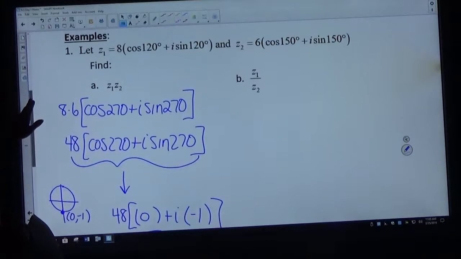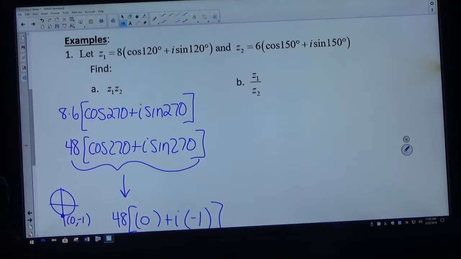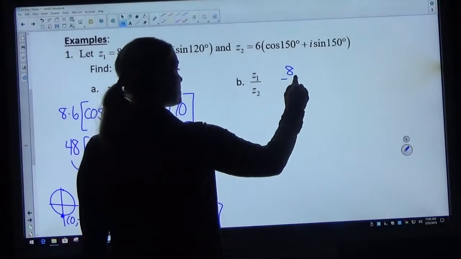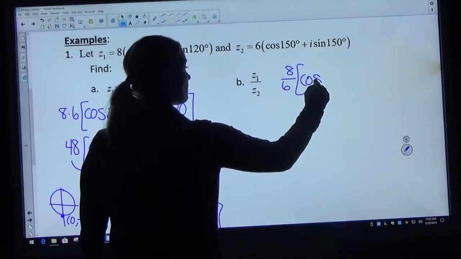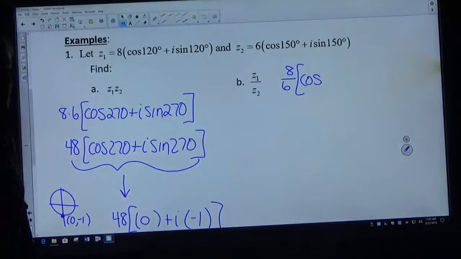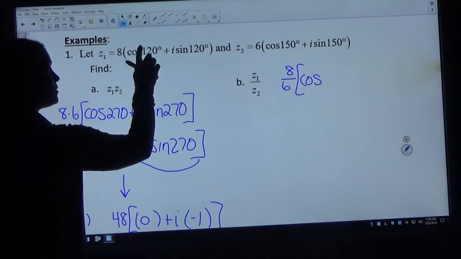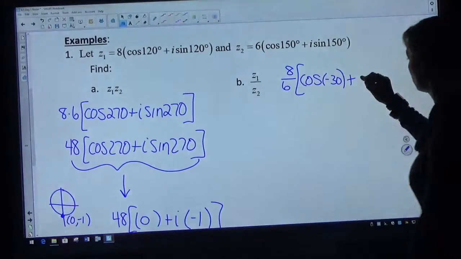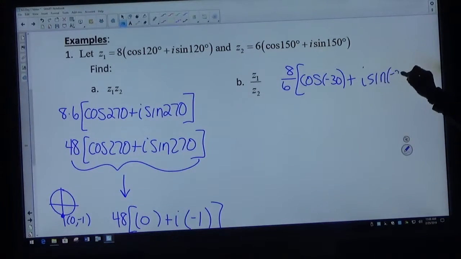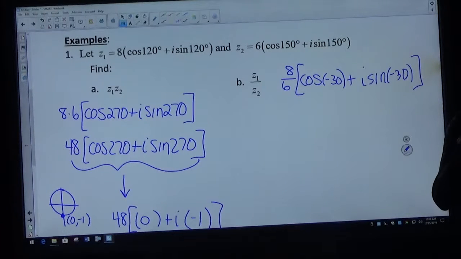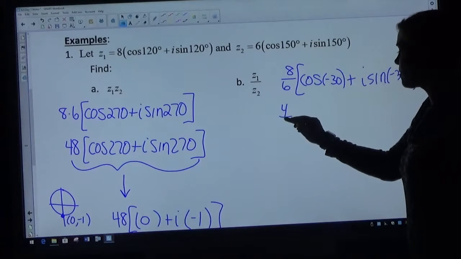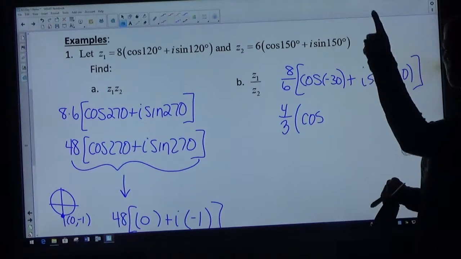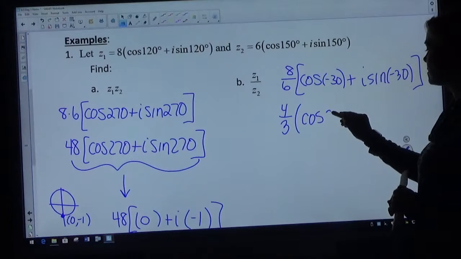Now, go back up and take a look at the other side. If I wanted to divide, what I would do is divide my z1 over z2, so 8 over 6. And now I'm going to subtract the angles. I'm going to start with my first. 120 minus 150 is negative 30. All right, I don't like negative 30, and I'm sure you don't either. So I'm going to make that 4/3 cosine of. If I go negative 30, it's the same as going 330 degrees.